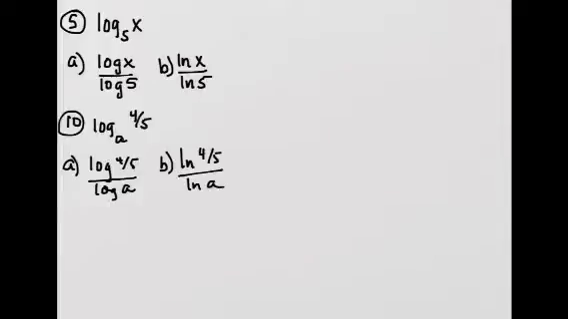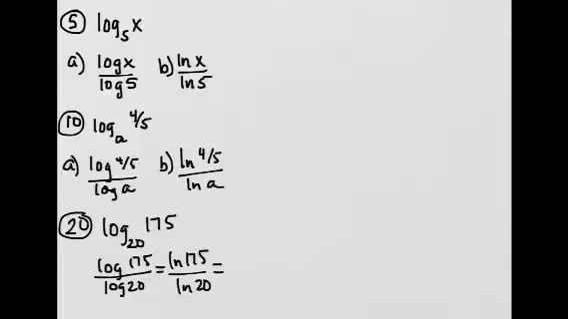So number 10, same thing as number 5. They just want you to write it as a ratio of common logs and a ratio of natural logs. So for A, it's log of 4/5 over log of A, and for B, it's natural log of 4/5 over natural log of A, and that's it.